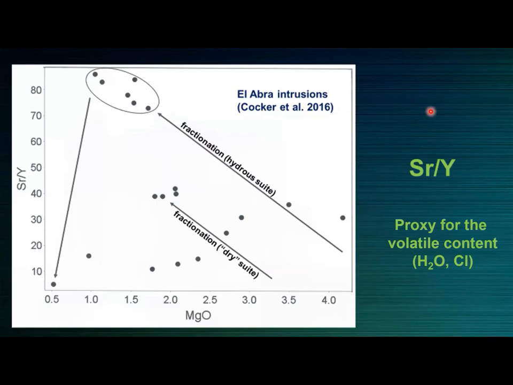Just a few words on the strontium-ytterbium ratio, because it's so important as a proxy for the volatile content, especially water and chlorine. I'll show you a figure which I plotted using data from Ellen Cocker's PhD thesis on El Abra. It shows the ratio of strontium over ytterbium plotted against magnesium; you could also plot it against silica. You just need something to show the fractionation trend, which in this case goes from right to left. And you see the strontium-ytterbium ratio goes up with ongoing fractionation until it reaches a point where plagioclase starts to fractionate off of the melt. And as soon as plagioclase starts to fractionate, this ratio rapidly drops again.